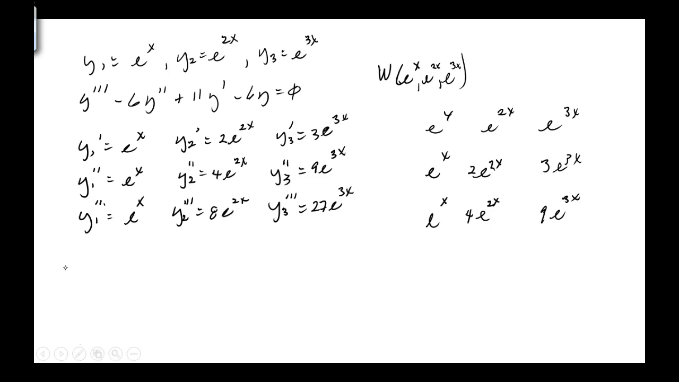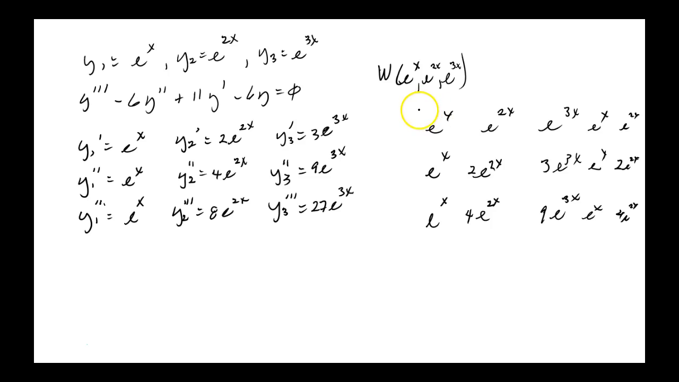Now, what I'm going to do here, I want to erase it all, but I'm going to try to not do that. e to the x, e to the x, e to the x, and e to the 2x, 2e to the 2x, and 4e to the 2x. Okay. Now what we do now, this only works for a 3 by 3, so don't get too excited here.